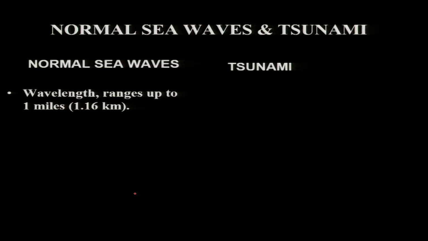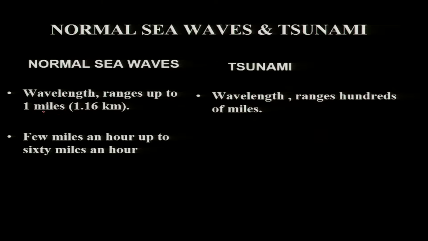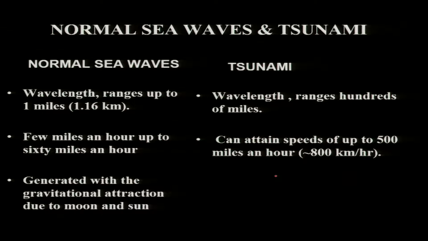Now, if you compare normal sea waves and tsunami waves, normal sea waves have a wavelength of up to 1 mile or 1.6 kilometers, whereas tsunami wavelengths can range up to hundreds of kilometers. Normal waves travel a few miles an hour, up to 60 miles an hour, but a tsunami can travel at very high speed, almost like a jet plane, around 800 kilometers per hour. So, the velocity is very high.